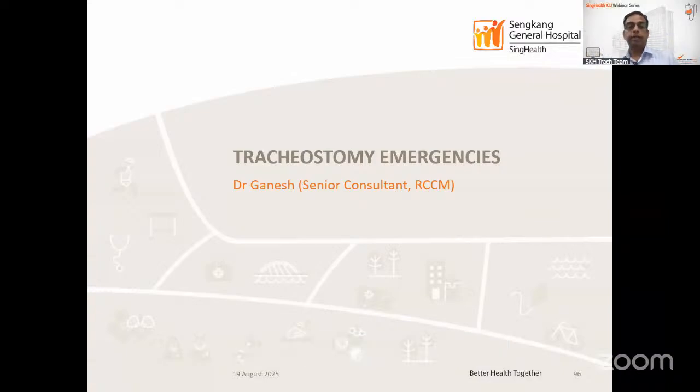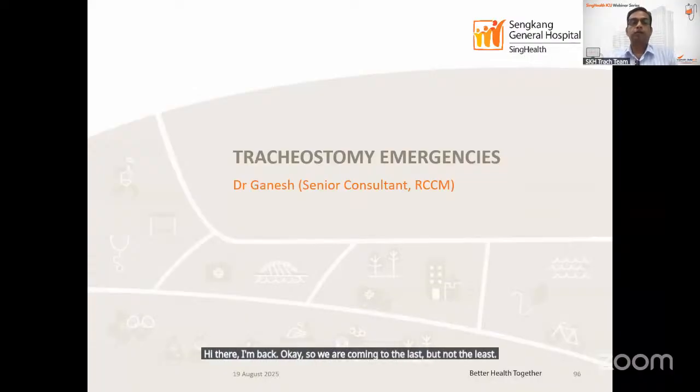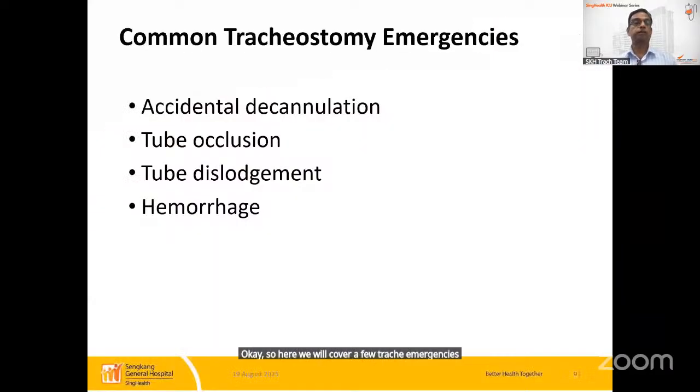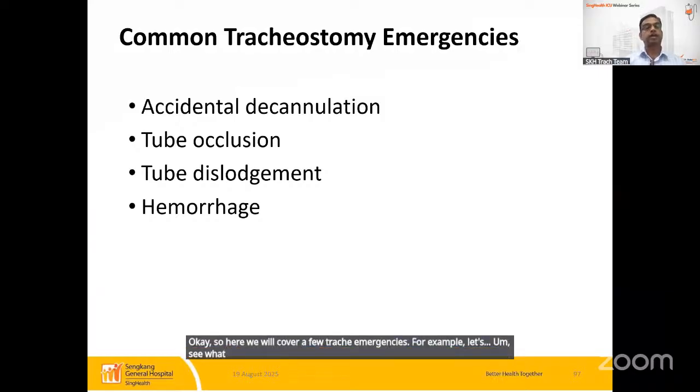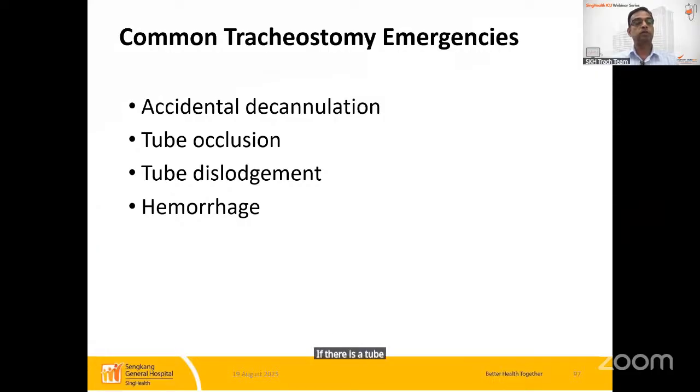Hi there, I'm back. Okay, so we are coming to the last but not the least. Here we will cover a few tracheostomy emergencies. For example, let's see what we would do if we have accidental decannulation, a tube occlusion, a tube dislodgement, or a hemorrhage.